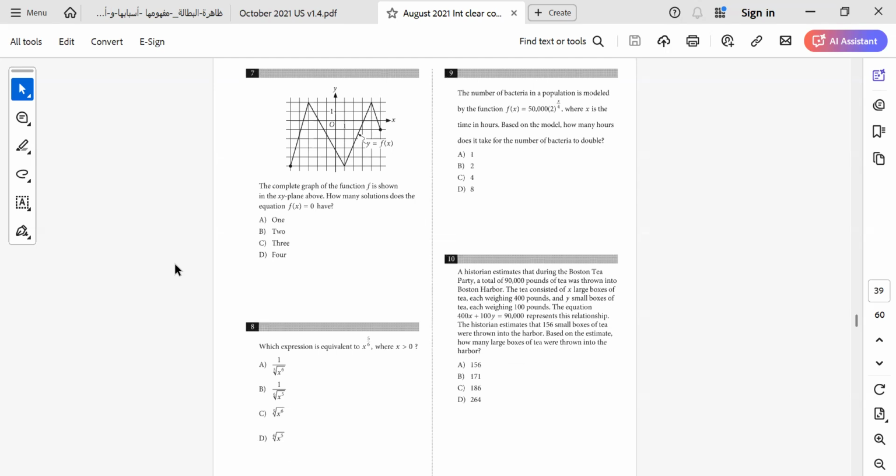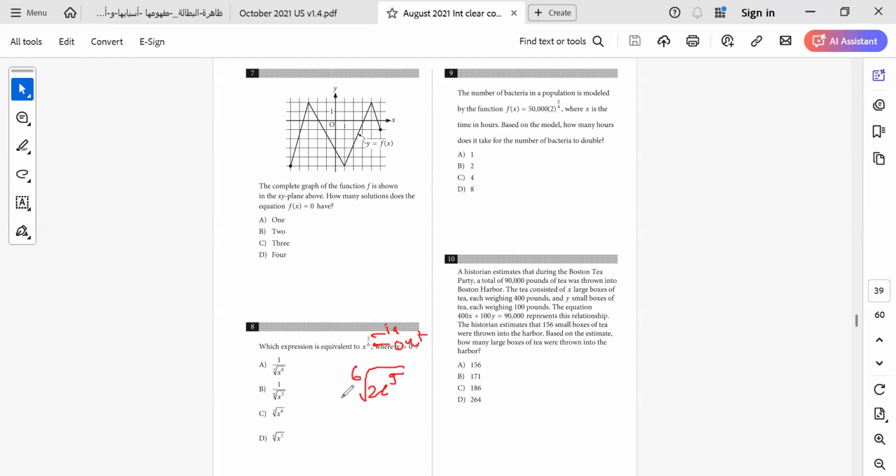Okay. Question 7, f of 0. f of 0 means y equals 0, which means x-intercept. So how many x-intercepts do you have? 1, 2, 3, 4. Here y equals 0 means x-intercept. It has 4 x-intercepts. Guys, the first 10. Which in 8, you know n over out, right? So that's n, 5 is n, and out is 6.